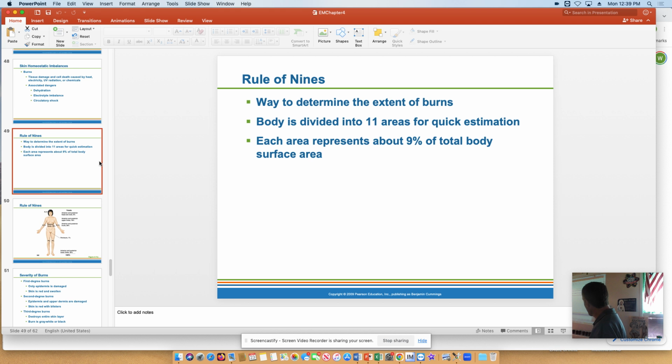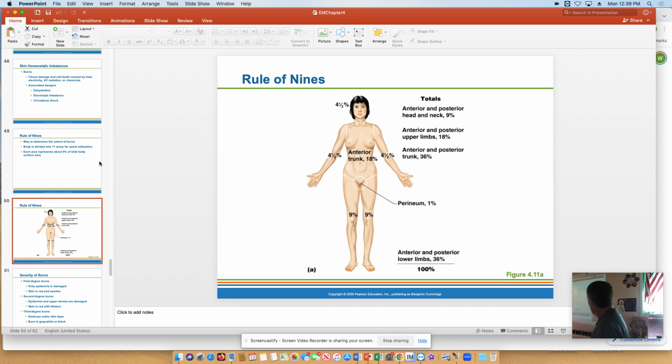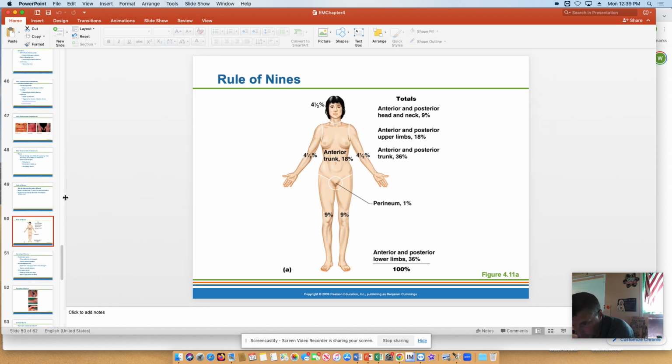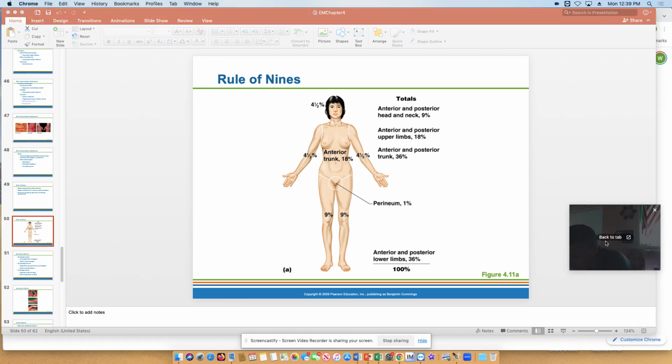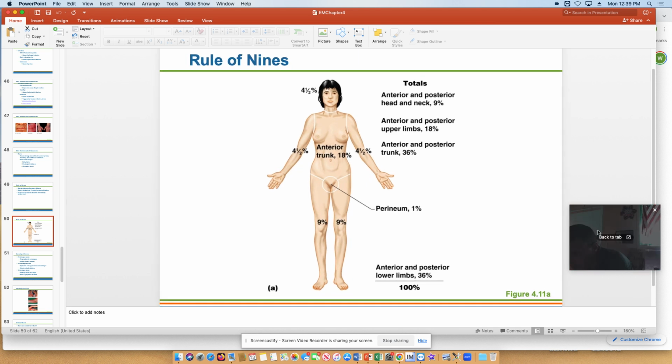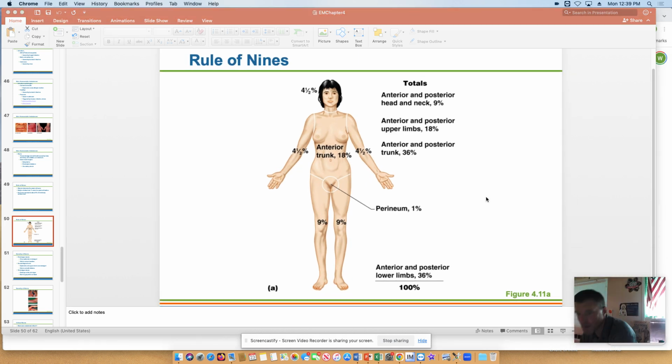Okay, so your body's divided into 11 areas of 9% each. Just to give you an idea, I don't know how well you can see that. Let me make it a little bit bigger. Okay, so we have our face. This is showing just the front, right? It says anterior and posterior head and neck. So your head and neck in total, that's 9%.